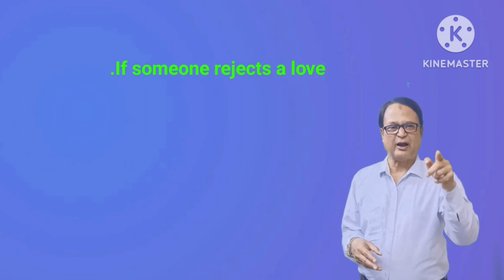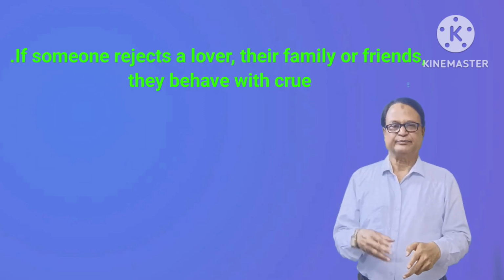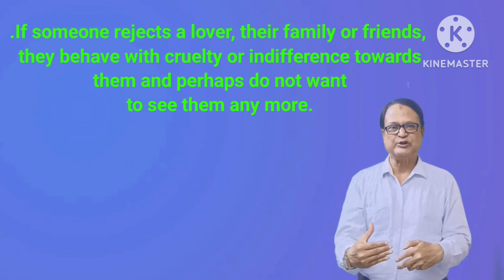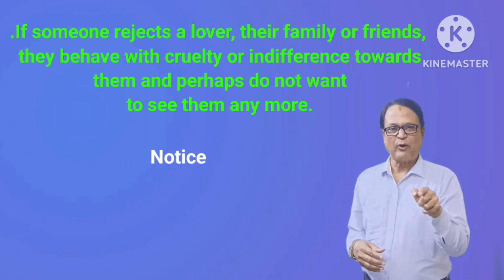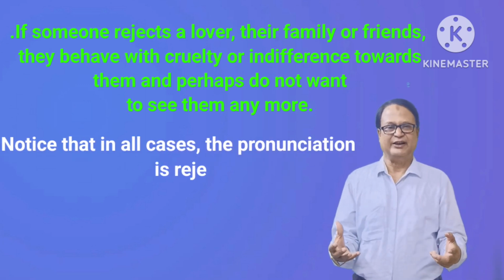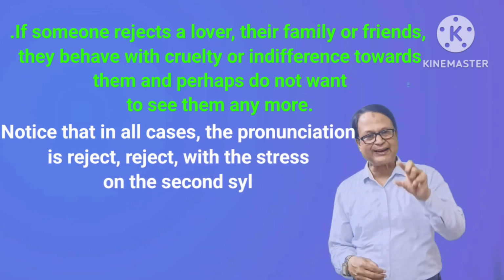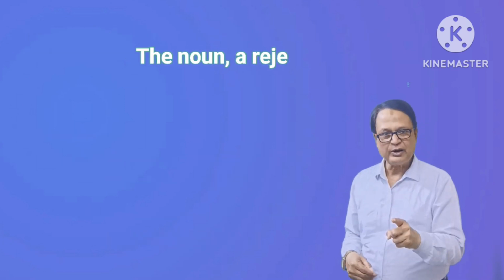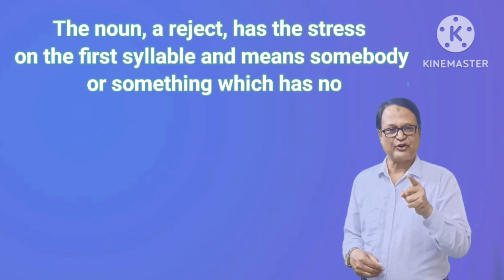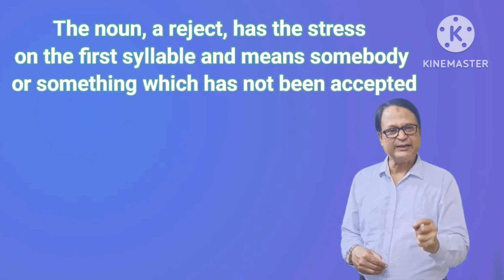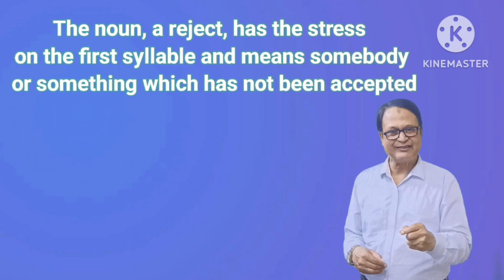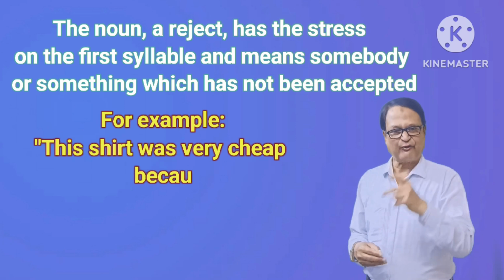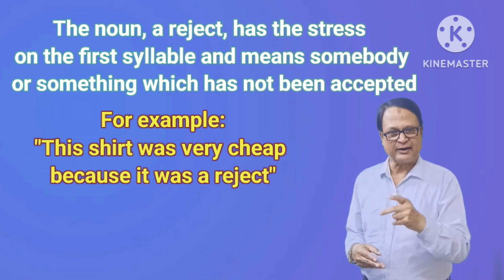If someone rejects a lover, their family or friends, they behave with cruelty or indifference towards them and perhaps do not want to see them anymore. Notice that in all cases, the pronunciation is reject, with the stress on the second syllable, which is common for verbs with two syllables. The noun reject has the stress on the first syllable and means somebody or something which has not been accepted. For example, this shirt was very cheap because it was a reject.